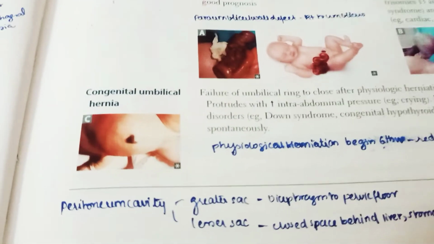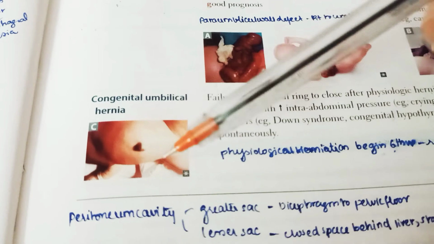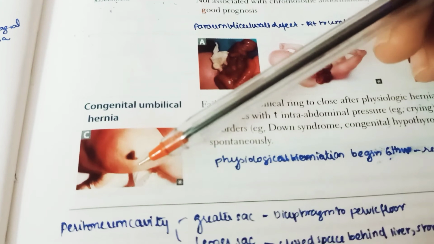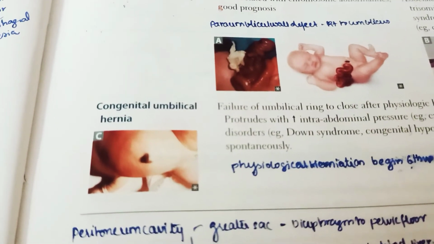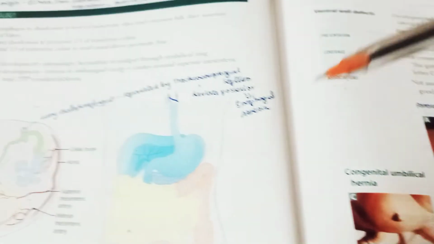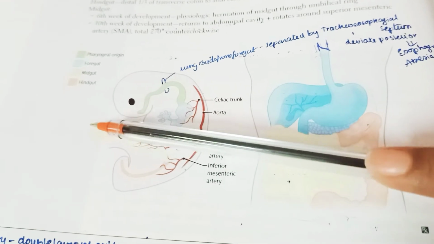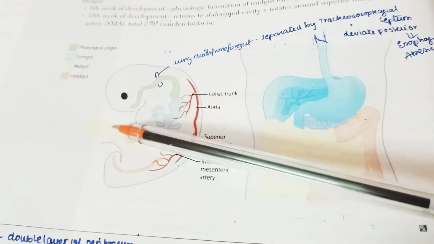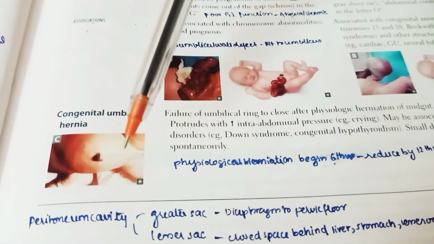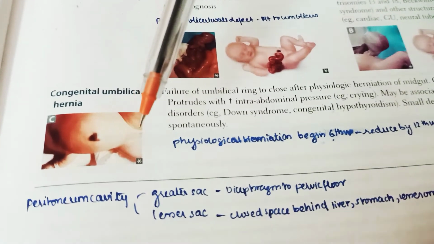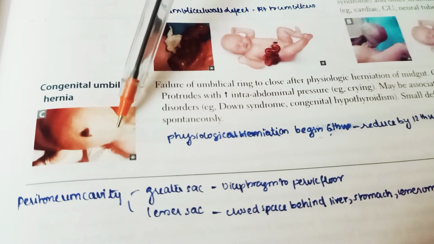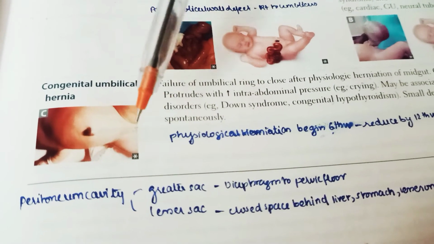Now coming to congenital umbilical hernia. It's a congenital problem where there's a failure of the umbilical ring to close. As the umbilical ring is failing to close, the intestinal content is herniating through that, especially from the midgut. It is a physiological herniation. As I said before, in the 6th week the herniation will come, and by the 10th week it goes. But if it remains in the same way, that is a congenital umbilical hernia, and this will protrude more whenever there is increased abdominal pressure, like coughing or crying in the case of a baby. This is associated again with Down syndrome, congenital hypothyroidism, and small defects usually close spontaneously.